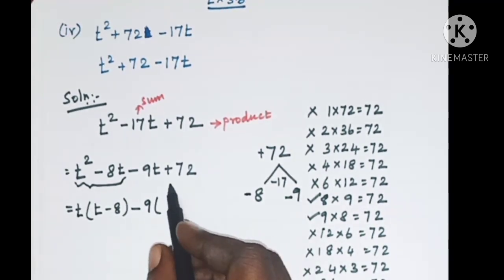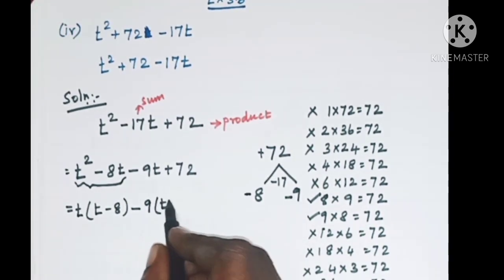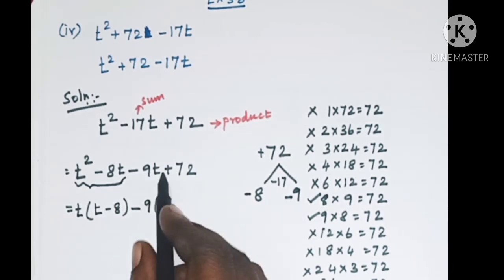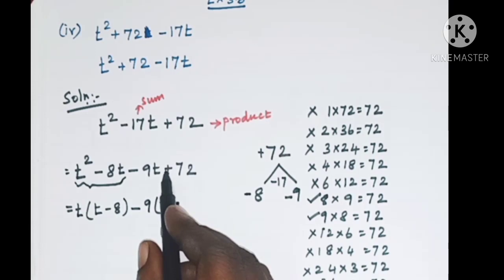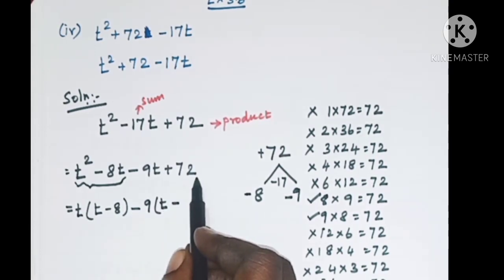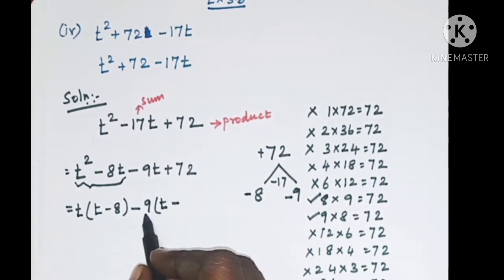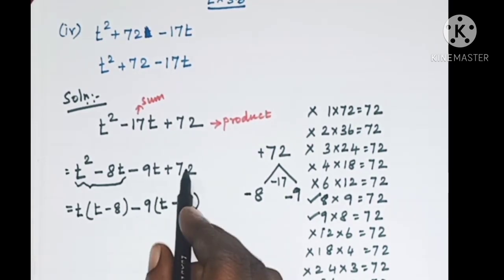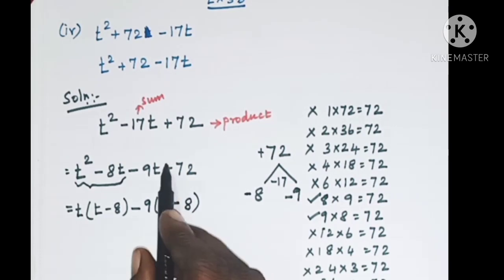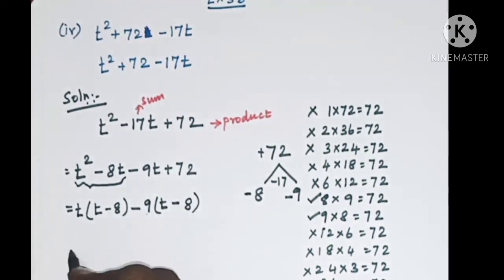Take that 9 outside. Now we have 10 t here. So 9 into t, 9t. Minus, put minus symbol, because minus into minus plus. 72 can be written as 9 8s are 72. 9 already taken outside. So the remaining number is 8. 9 into 8, 72. Minus into minus plus, 9 8s are 72.